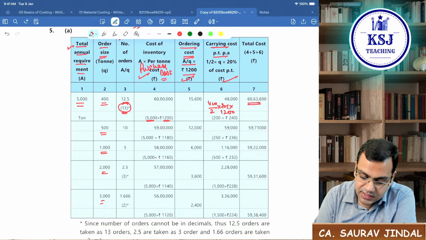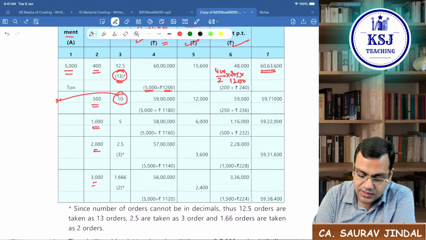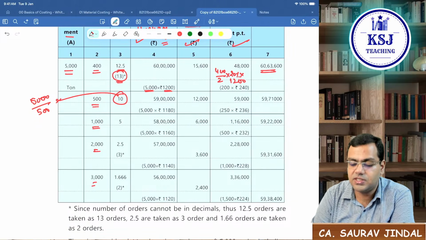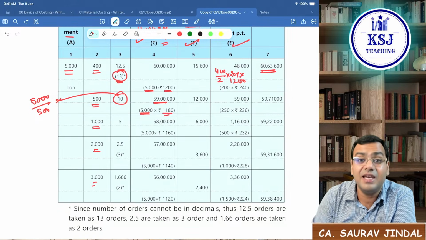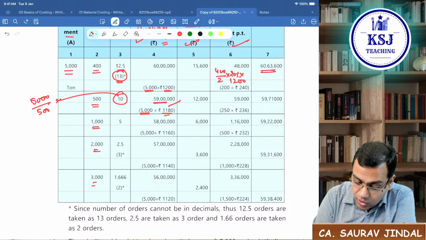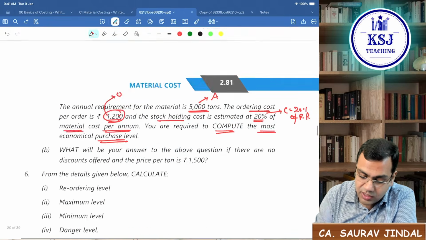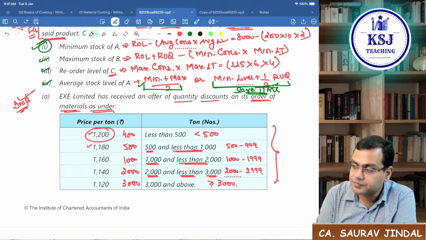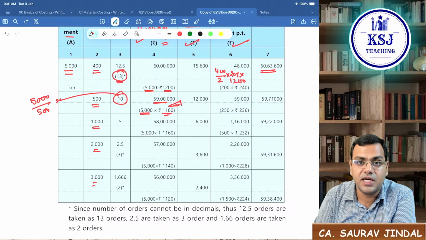In the second case, now if you are ordering 500 units, what will happen? Your number of orders will be 10. That is annual requirement 5,000 divided by 500 in one order. So 10 orders you will place. What will be your purchase cost now? It will be 5,000 into 1180. Be very careful. Do not commit the mistake here. Do not take 1,200, because the question says if you order 500 or more, up to less than 1,000, what you will get? 1180 will be the price charged.